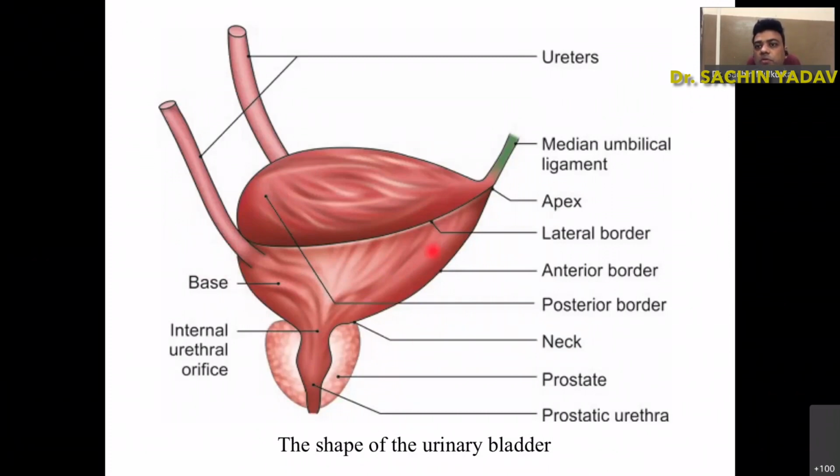Then the borders. This is the lateral border on either side. This is the anterior border between the infralateral surfaces, and the posterior border. And this is the neck, corresponding to the internal urethral orifice, and this is the apex directed forward. But when the bladder is full, it ascends in the lower part of the abdominal wall and becomes directed upward.